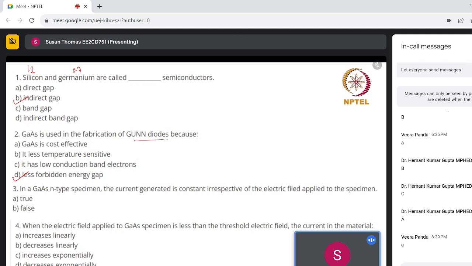Okay, coming back. So let's move to the next question on gallium arsenide. In a gallium arsenide n-type specimen, the current generated is constant irrespective of the electric field. Please read it as the field applied to the specimen. So you can relate to the Gunn diode working when you try to answer this question.